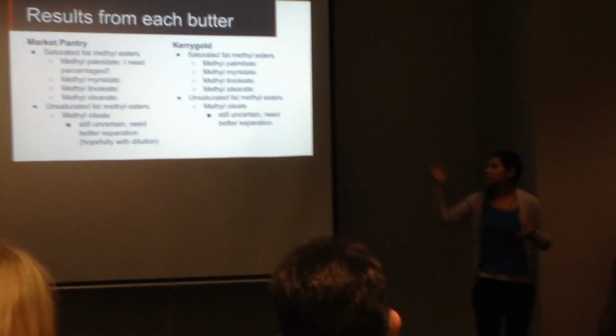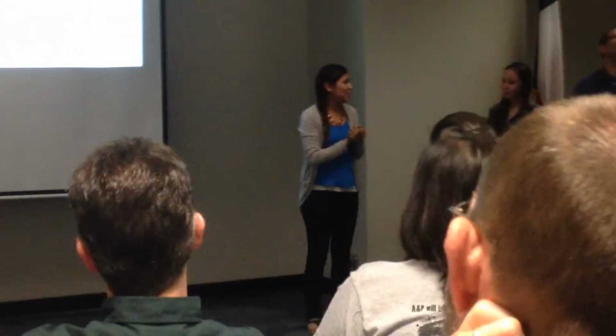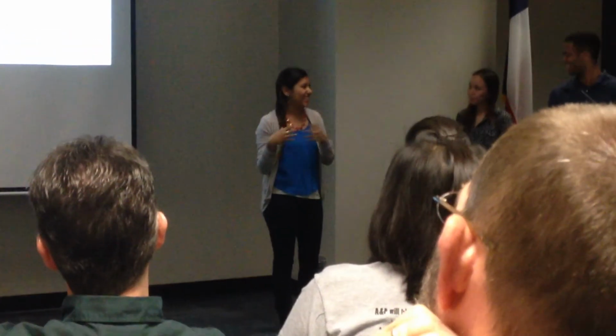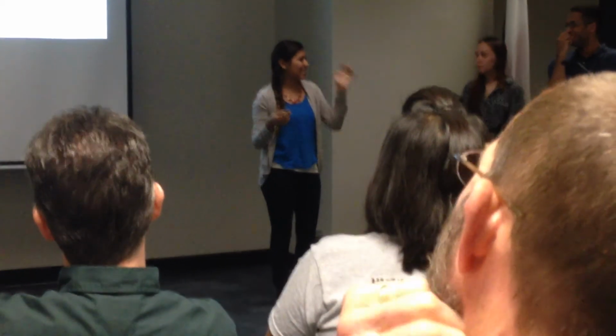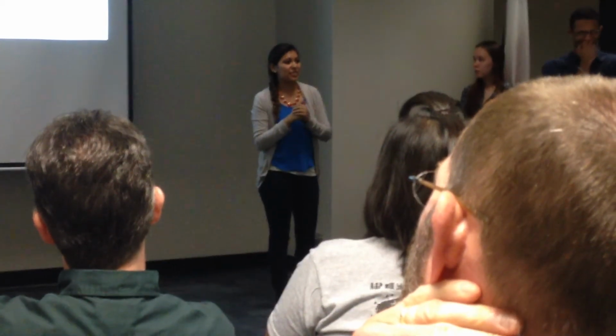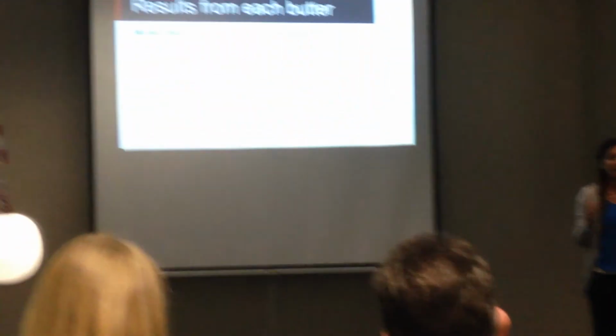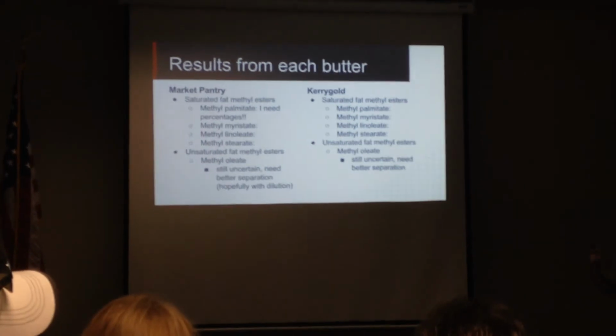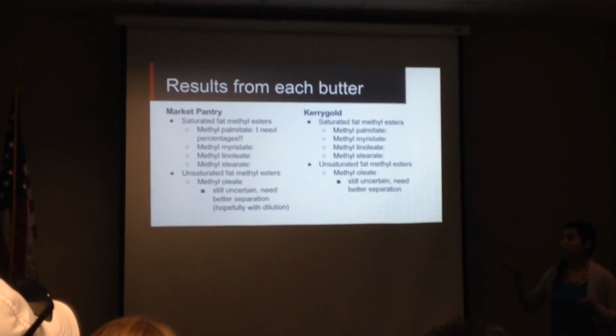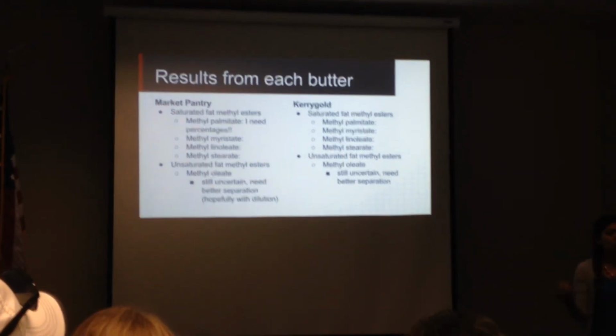So those are the methyl esters that are supposed to be in butter that we tried to separate. I did put that I need percentages in there because they're meant to be added. So far they're pretty similar, but the methyl oleate is what we still need, and hopefully we'll get better separation of that.